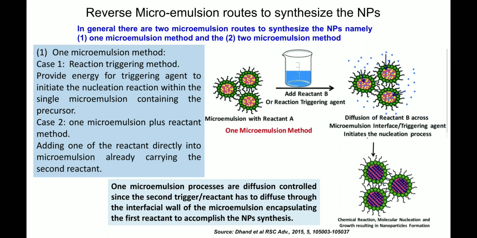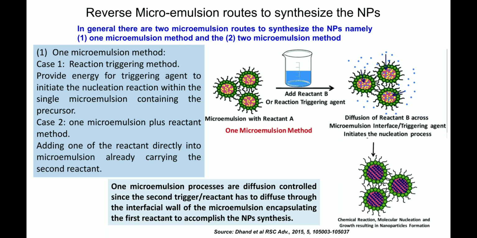So the role of the triggering agent is to initiate the reaction inside the micelle. What you can see is a micelle, and inside the micelle there is some red colored solution, and there is a reactant A. Here you have to keep in mind that this is a reverse micelle, meaning in a reverse micelle the water is inside the micelle and oil is outside the micelle. This is the situation.